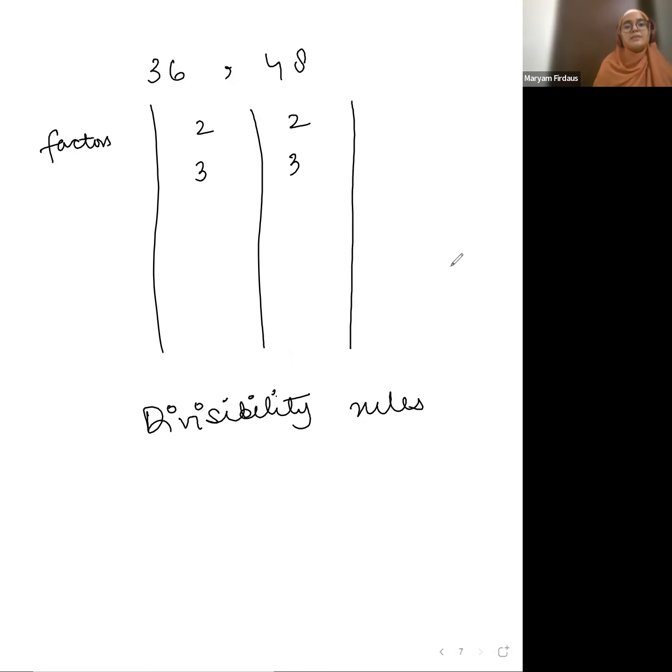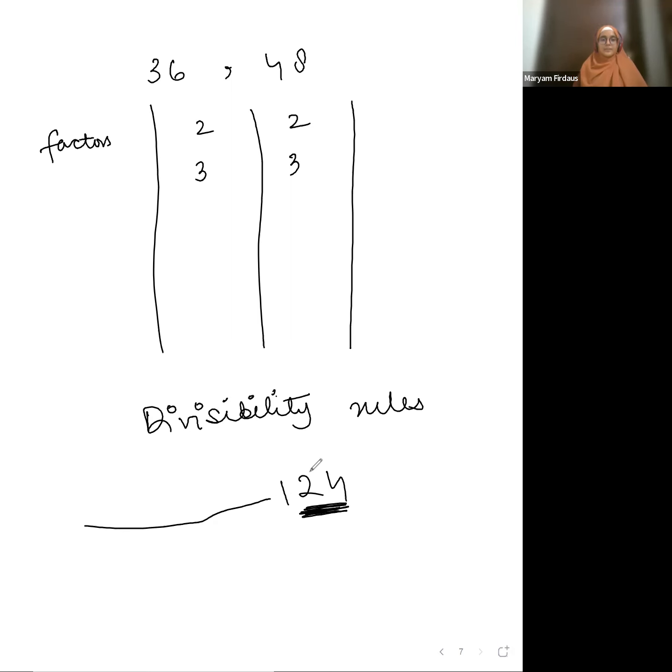For 4, basically, if you have a bigger number, like let's say 124 or something, then you see the last 2 digits. If the last 2 digits are divisible by 4, then the whole number will be divisible by 4. It doesn't matter what the other digits are. Other digits could be anything. If the last 2 digits are divisible, then the entire number will be divisible. So in these two numbers, we don't really have anything apart from the last 2 digits.